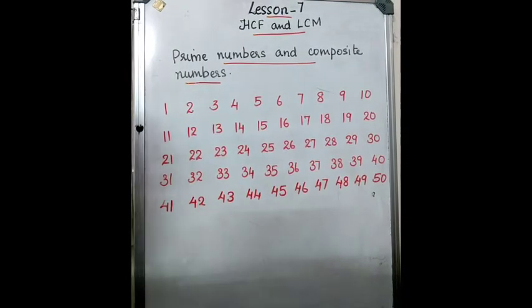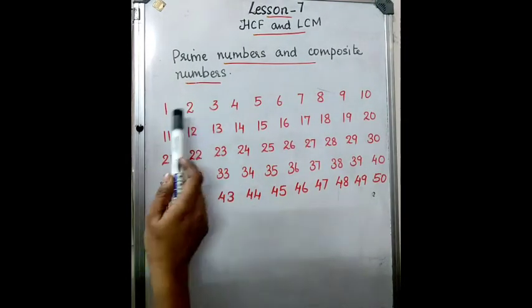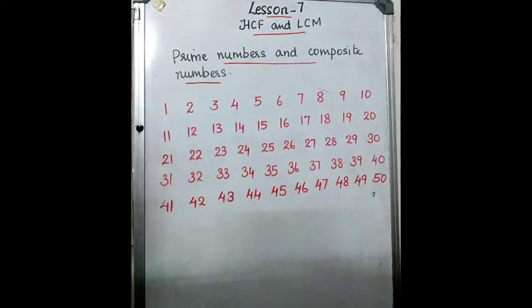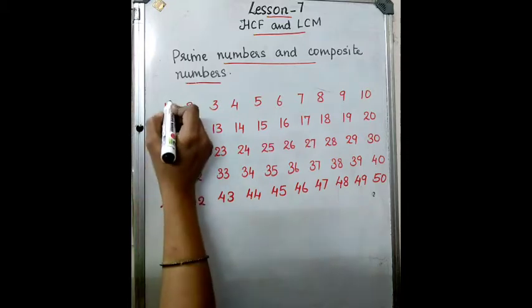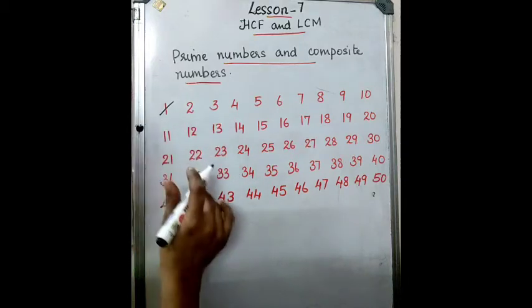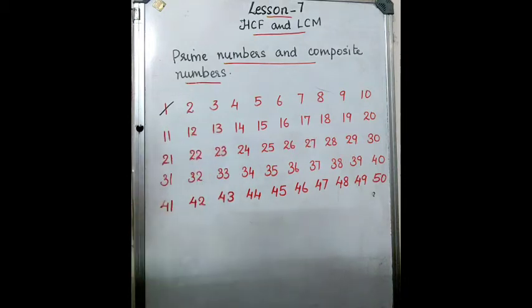Are you all listening? All of you look here. These are numbers from 1 to 50. I write here numbers from 1 to 50. We can cross out 1 as 1 is neither a prime nor a composite. I crossed out 1. Then look at the next number 2. We all know that 2 is a prime number.